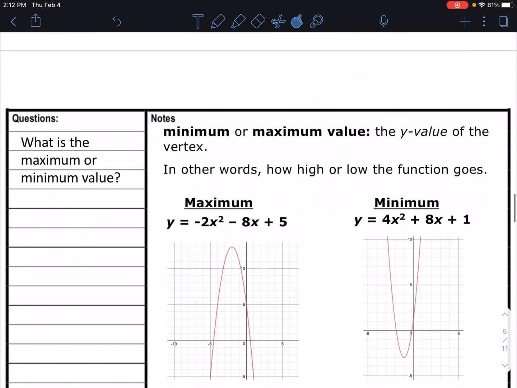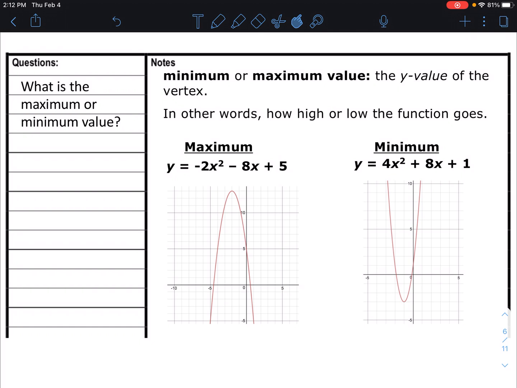All right, now maximum and minimum values. The minimum or maximum value is the y value of the vertex. So if you can find the vertex, you can find the maximum or minimum. You already know how to find the vertex, so this shouldn't be that hard. We really just have to figure out which one is a maximum, which one is a minimum, and then go from there. So let's talk a little bit about that.